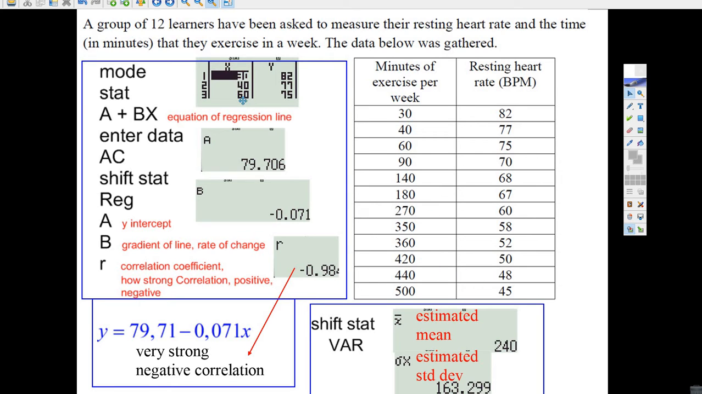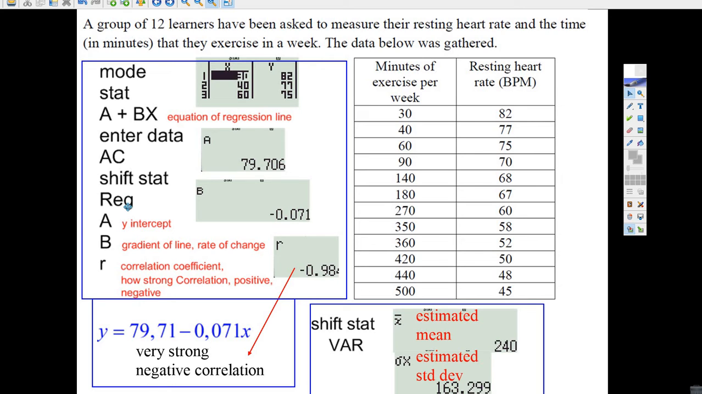Then take the X values and put them in your calculator. When you press A plus BX, this table jumps up. And you put 30, 40, 60, put all those numbers in there, put all the Y values in there, and then you enter the data, then hit AC, then hit Shift Stat, and look for the little regression button, REG. There are 3 things. You can get marks for all of these. The first is called the Y-Intercept.